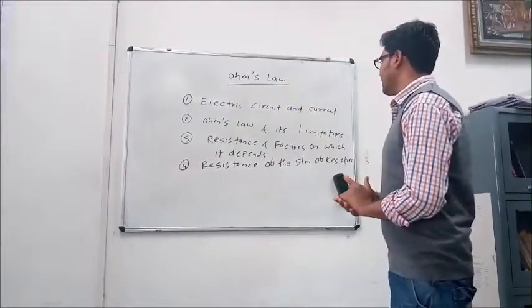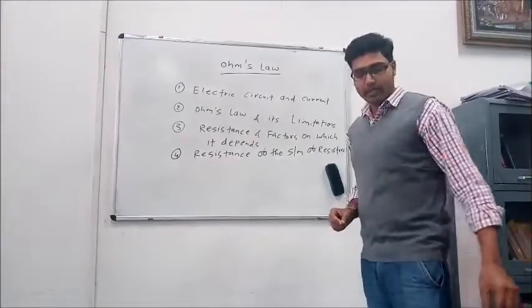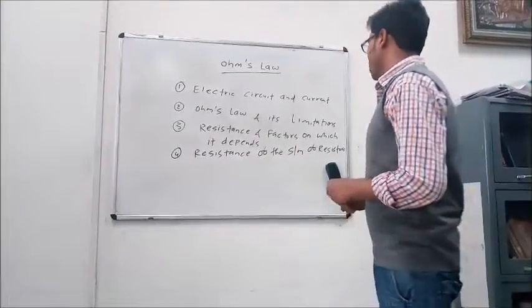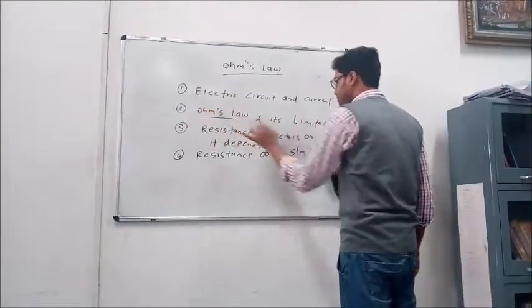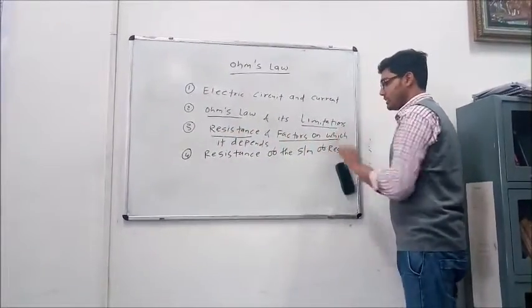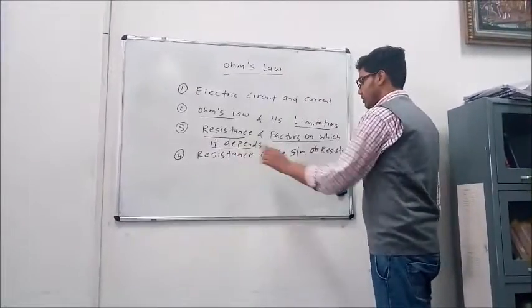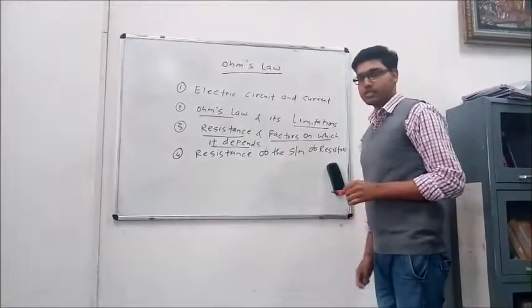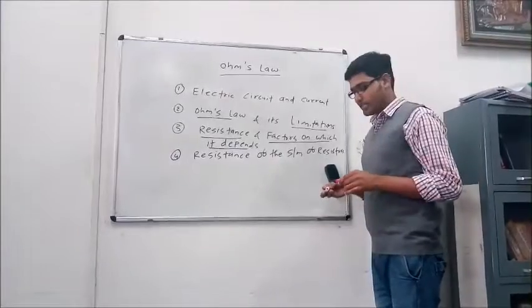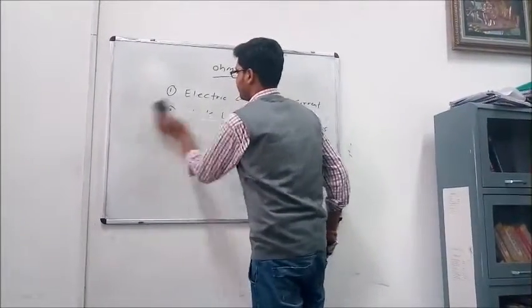And under that we will discuss in this way. The first is the electric circuit and current. Second is the Ohm's law and its limitation. And third is the resistance and factors on which it depends. And fourth, we will discuss about the different combinations of the resistance to find the equivalent resistance of a given circuit. So one by one we will discuss.